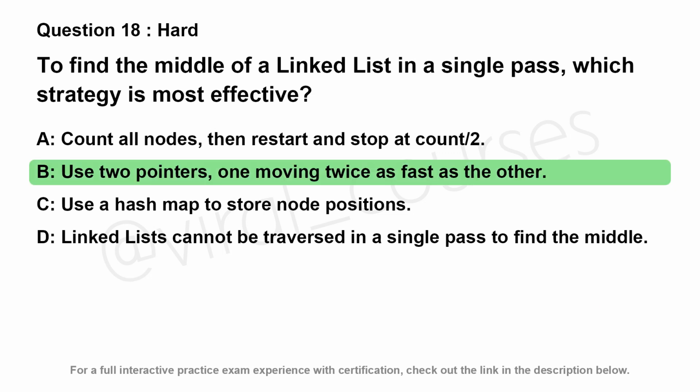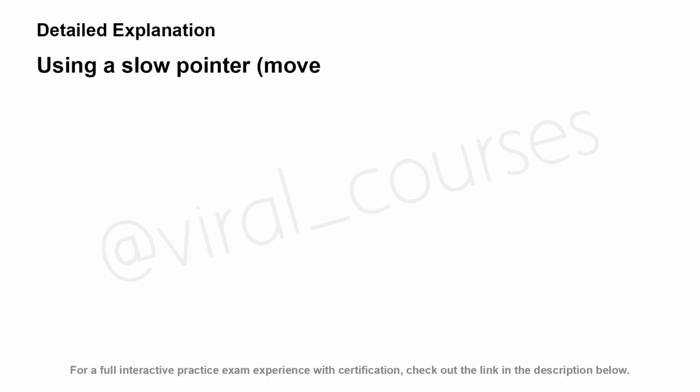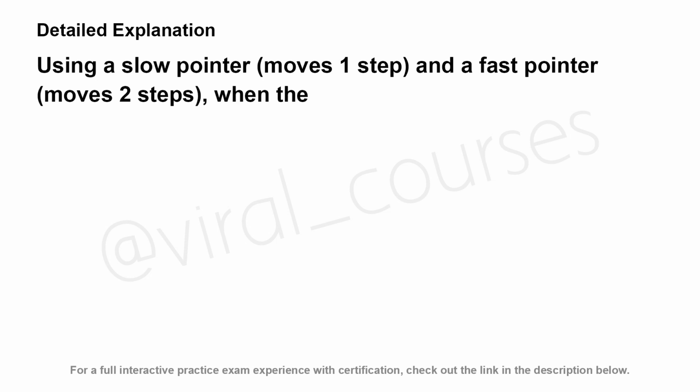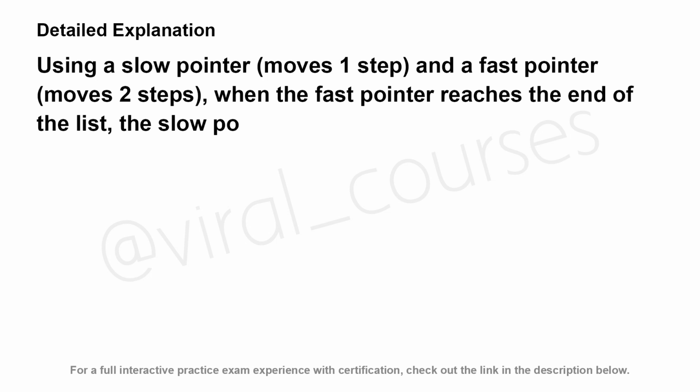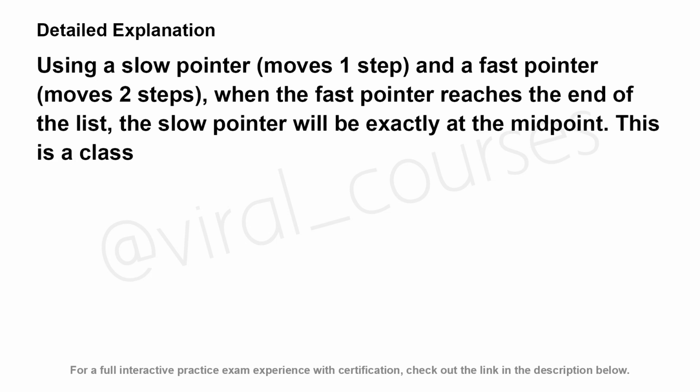The correct answer is B. Using a slow pointer that moves 1 step, and a fast pointer that moves 2 steps, when the fast pointer reaches the end of the list, the slow pointer will be exactly at the midpoint. This is a classic single-pass algorithm.